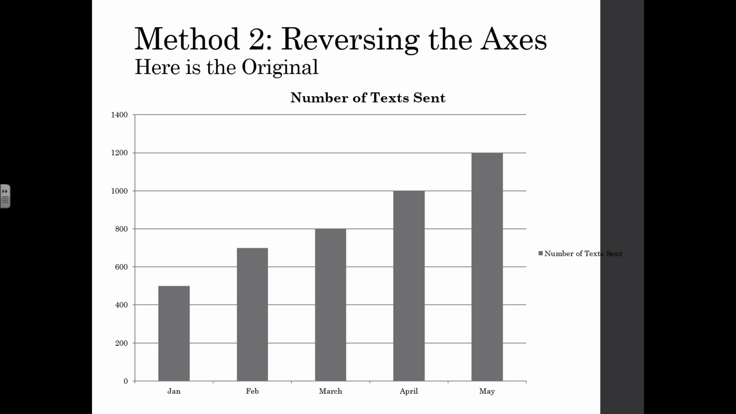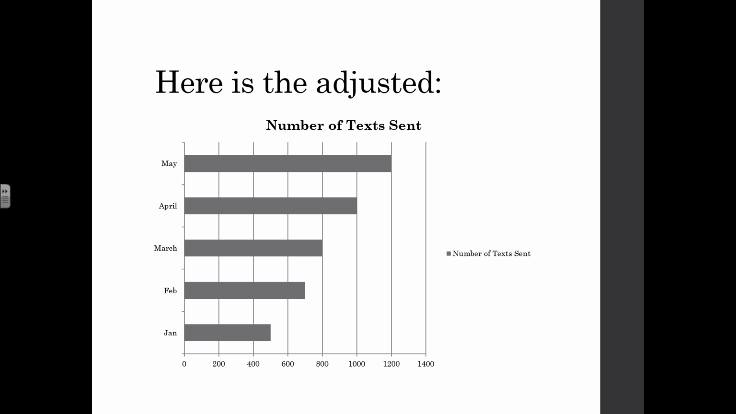Method 2 is reversing the axis. Here is an example that shows the number of texts sent over several months. Generally speaking, you want time to move from left to right along the x-axis. If we switch these axes, as we do in this next slide, when you glance at this graph it looks like the number of texts sent has decreased instead of increased, as was shown in the original graph. Almost always, you don't want to put time on the vertical axis, and you never want it to be going down in time.